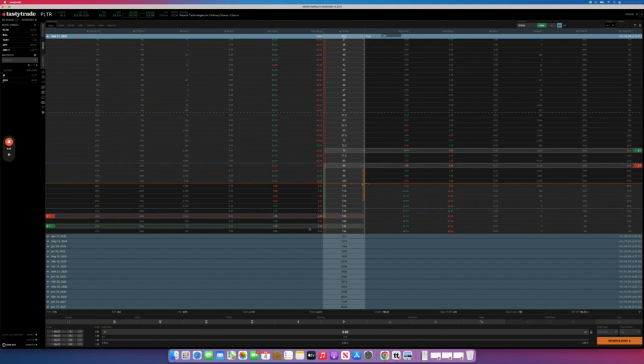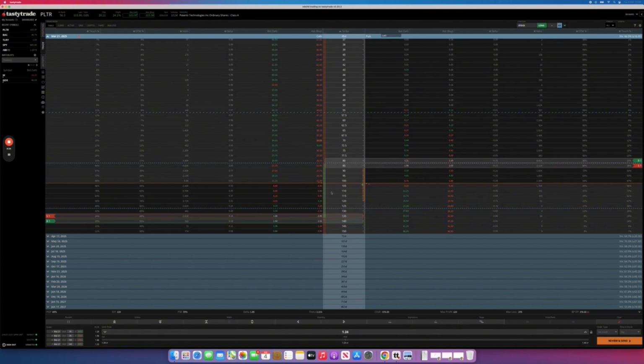If that was still too much for you, you could simply go in a little bit and make it $5 wide on either side instead of 10, and now we will collect less premium, but our buying power requirement has reduced even further, and now we do get a slightly higher return on capital. And the trade-off of this is that you are going to have slightly lower probabilities of success.